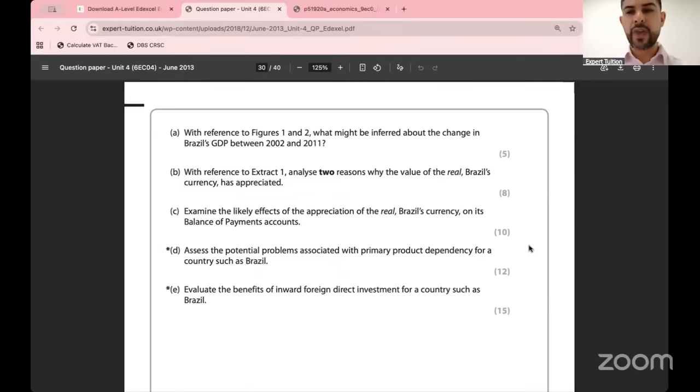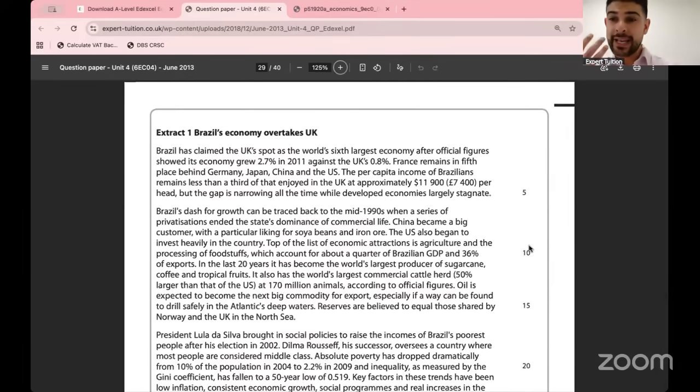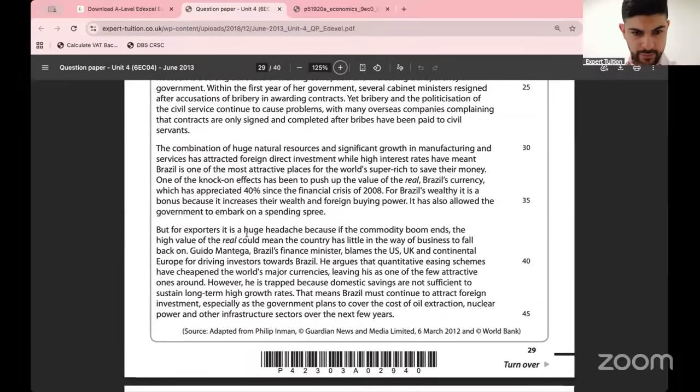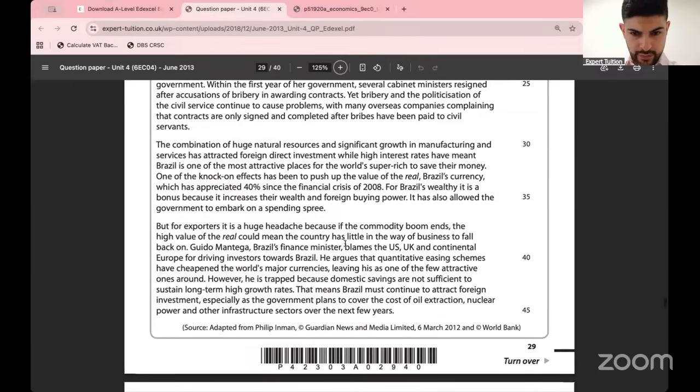Okay, right. So let's go through the extract. The extract basically has a handful of really obvious reasons as to why the real would be appreciating, starting with the following. If you look at the extract down here, it says: he argues that quantitative easing schemes have cheapened the world's major currencies, leaving his as one of the few attractive ones around. Now, this is actually a more complicated point than I need you to do, but because we just did it a second ago, let's recap, yeah?